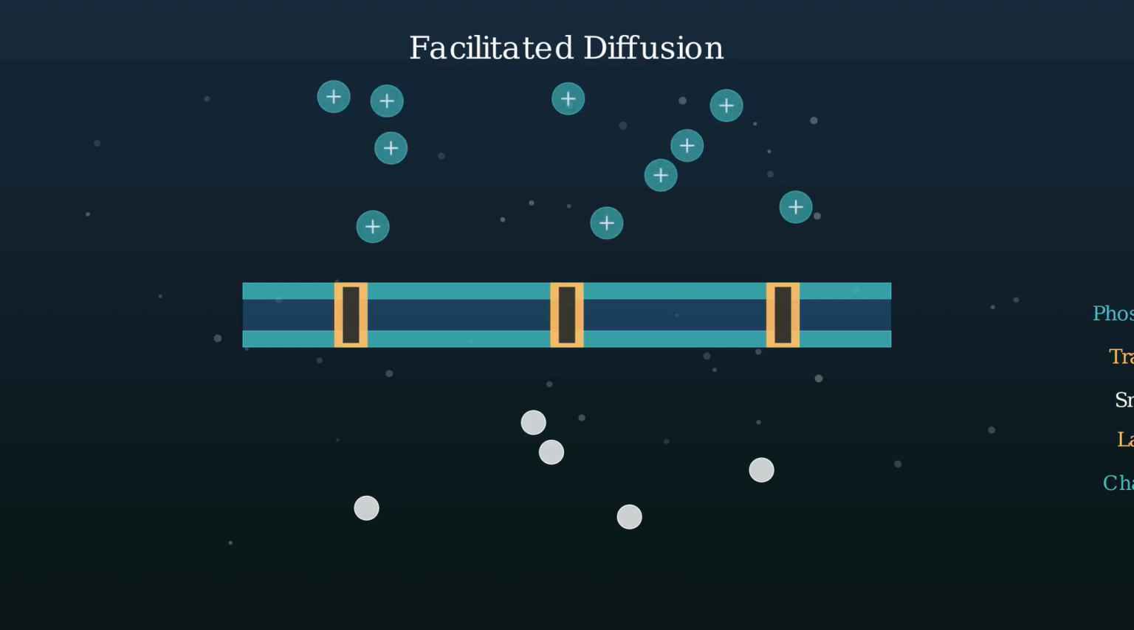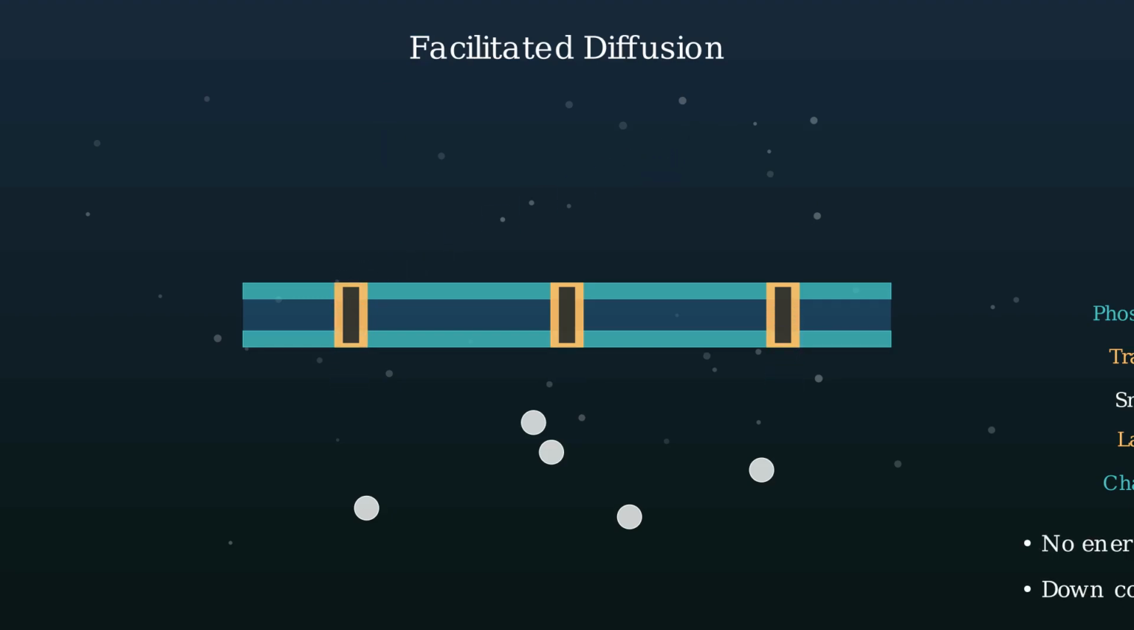Charged molecules also use these protein channels to cross the membrane following their concentration gradient. Importantly, facilitated diffusion does not require energy input. Molecules still move down their concentration gradient from high to low concentration. Transport proteins are highly selective, allowing only specific molecules to pass. This process is generally faster than simple diffusion for the molecules that need assistance.